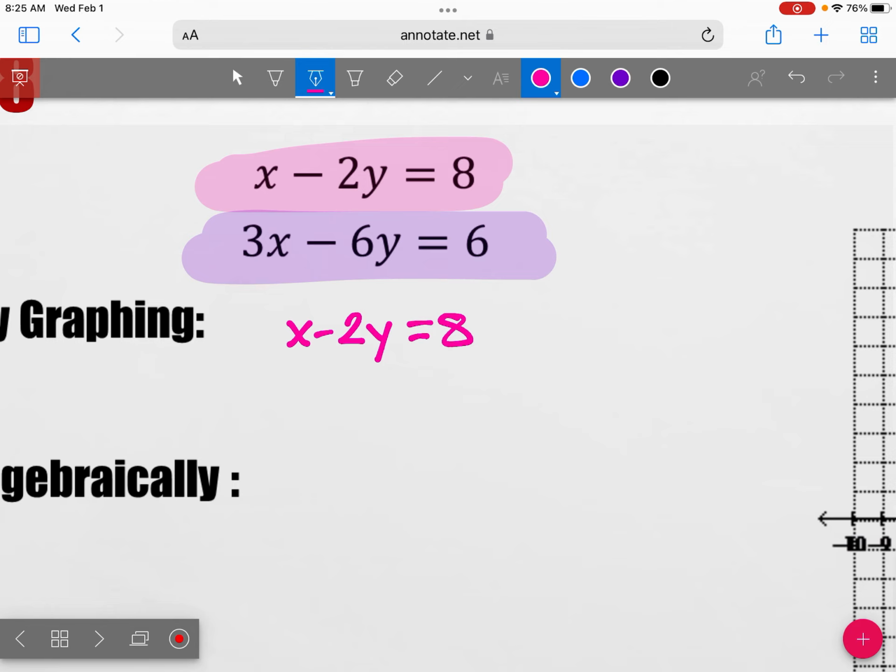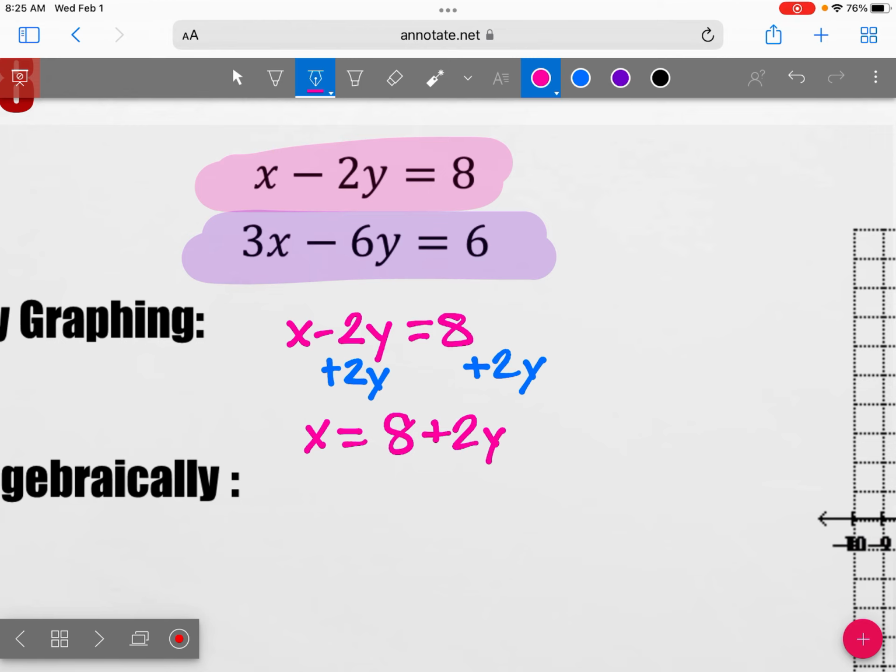Yeah, let's let it equal x, because we have one step to get x by itself. What can I do here to make x be by itself? Add the 2y, plus 2y to both sides of the equal sign. And we're going to have that x equals 8 plus 2y.